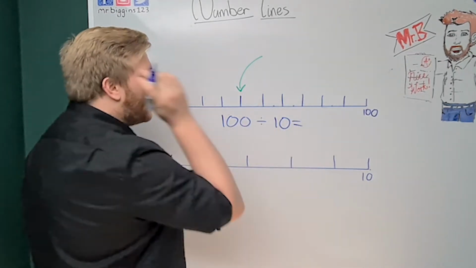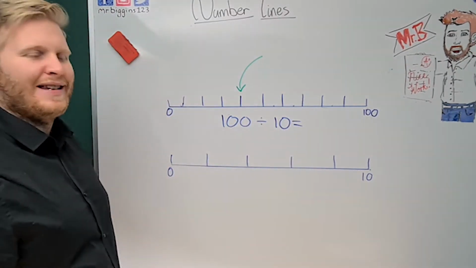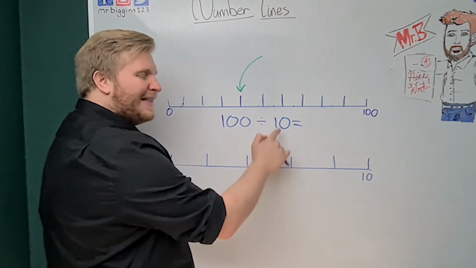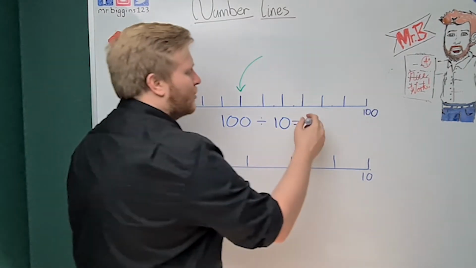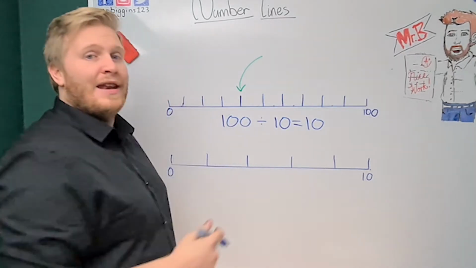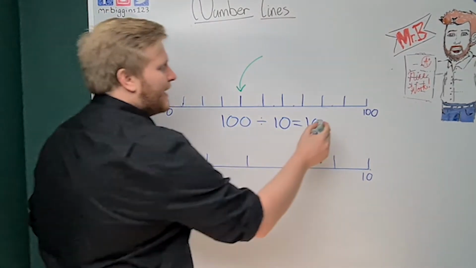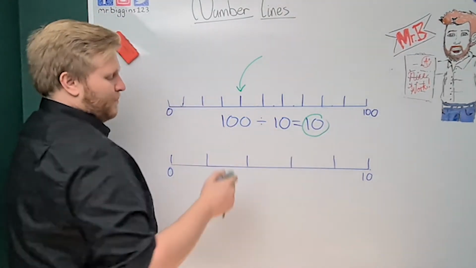So I scratch my head, how many 10s in 100? I know my 10 times table. I know that there are 10 10s in 100. So my answer is 10. So that now tells me that each jump must be 10.